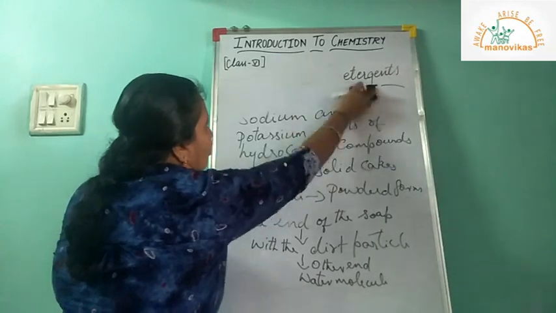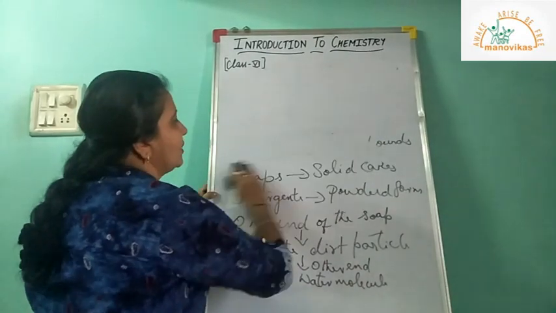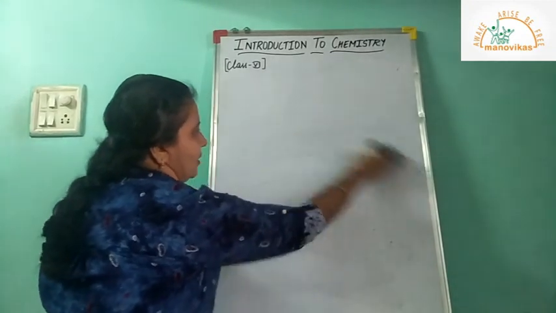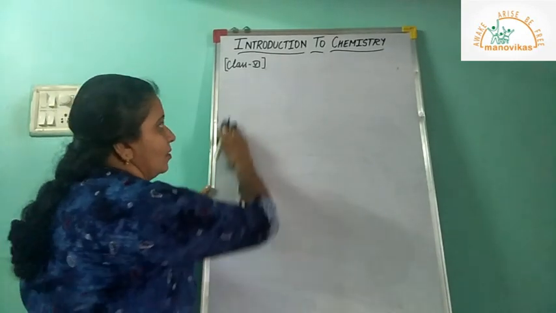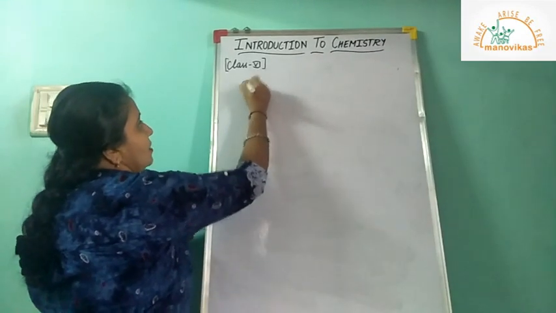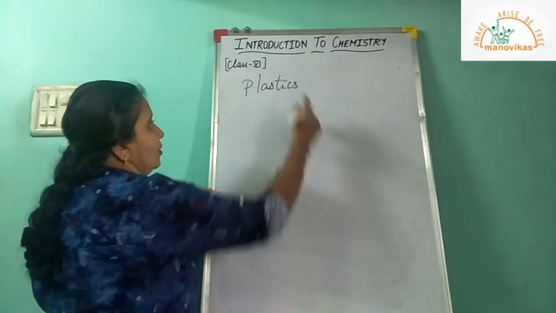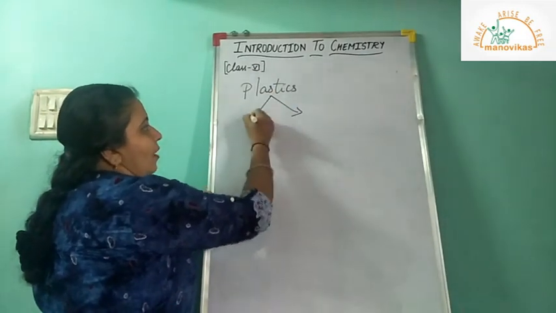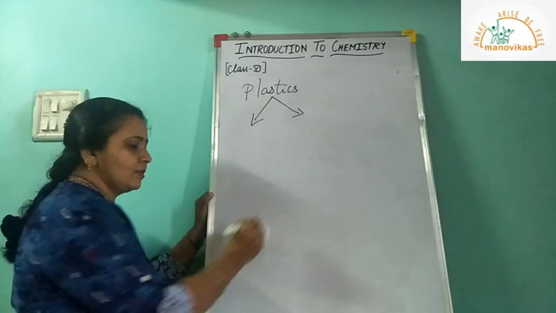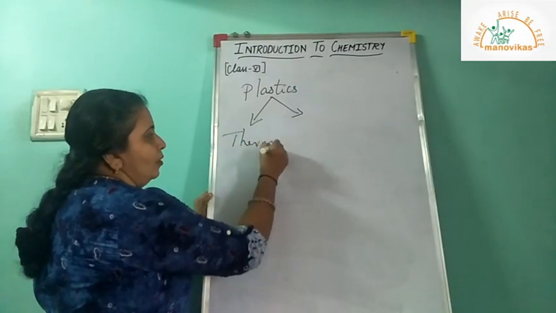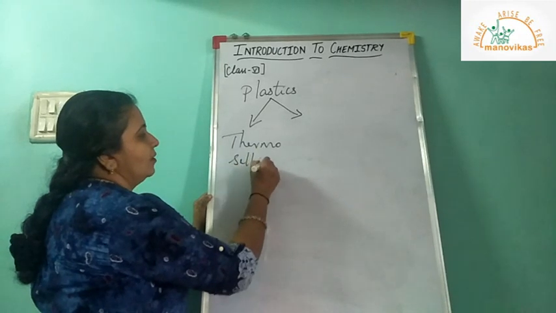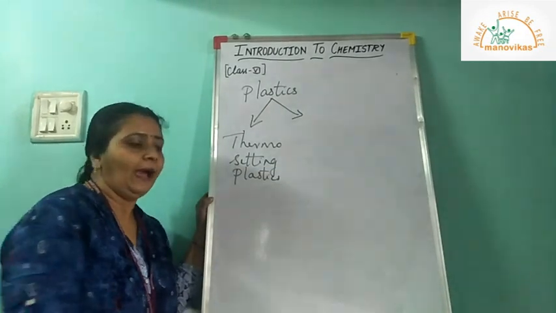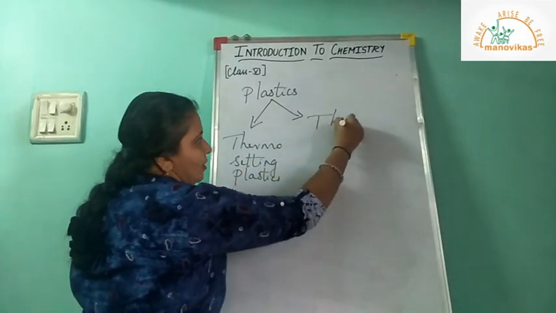Now let us see what plastics are. Plastics are of two types. One is thermosetting plastic, and another one is thermoplastic.